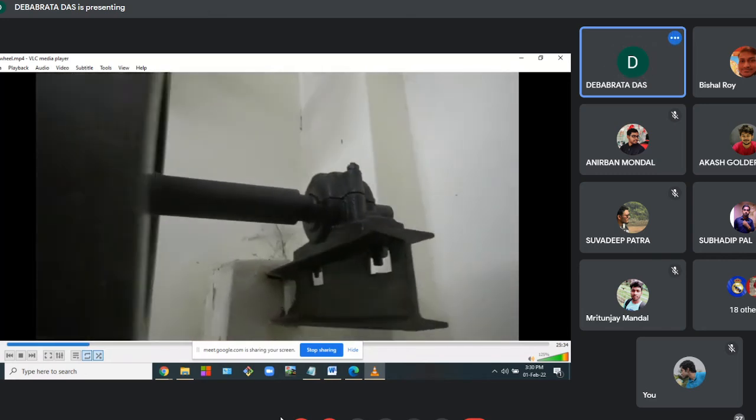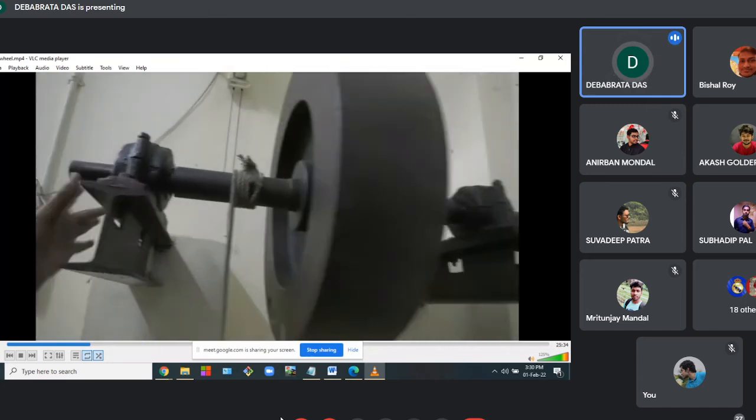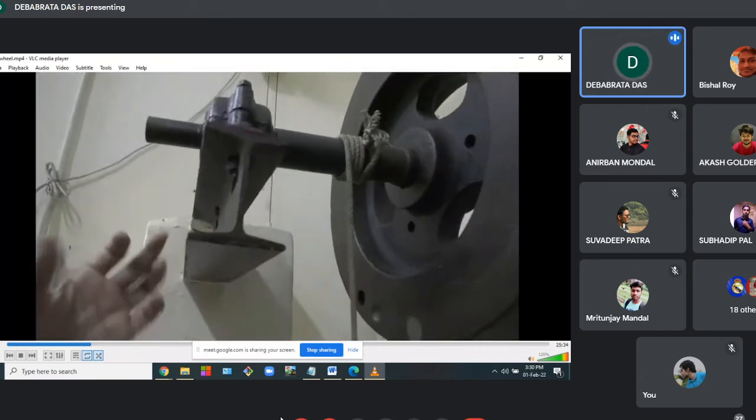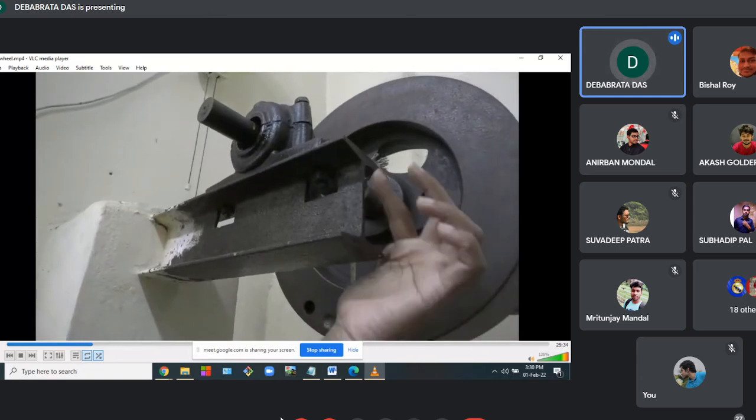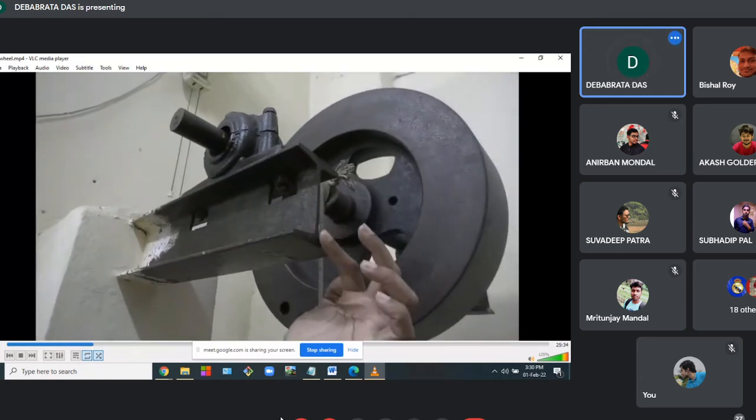And this Plummer block is supported on this beam. What is the section? It is an I section beam. In strength of materials, you must have studied I section beams. You solved so many problems.